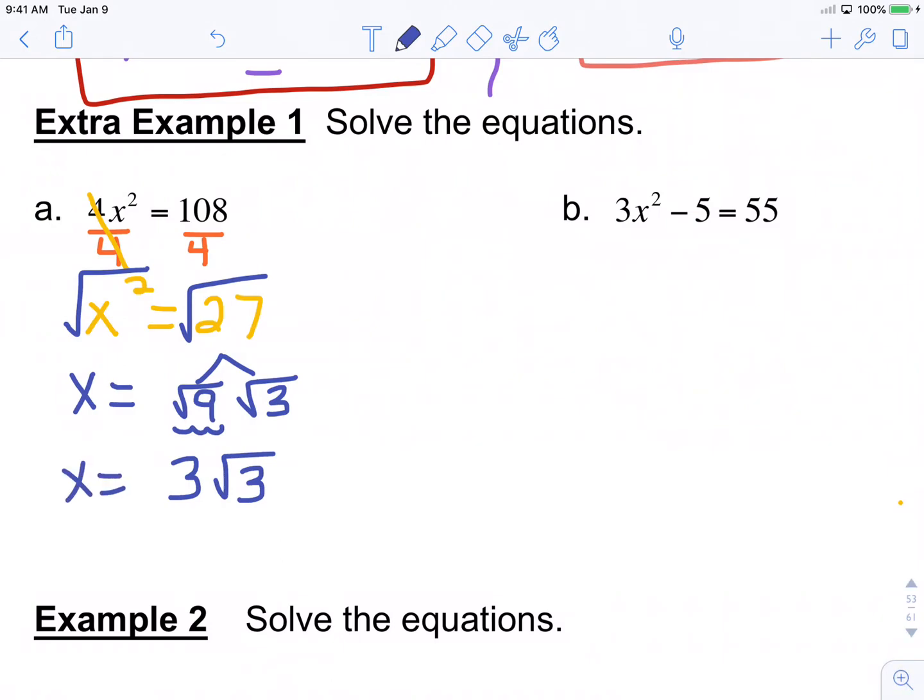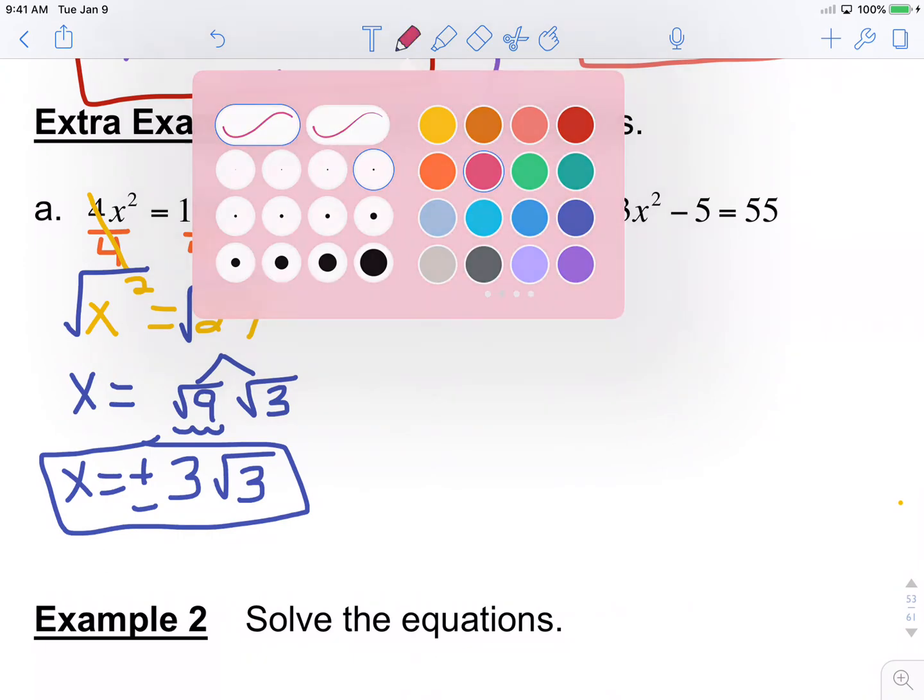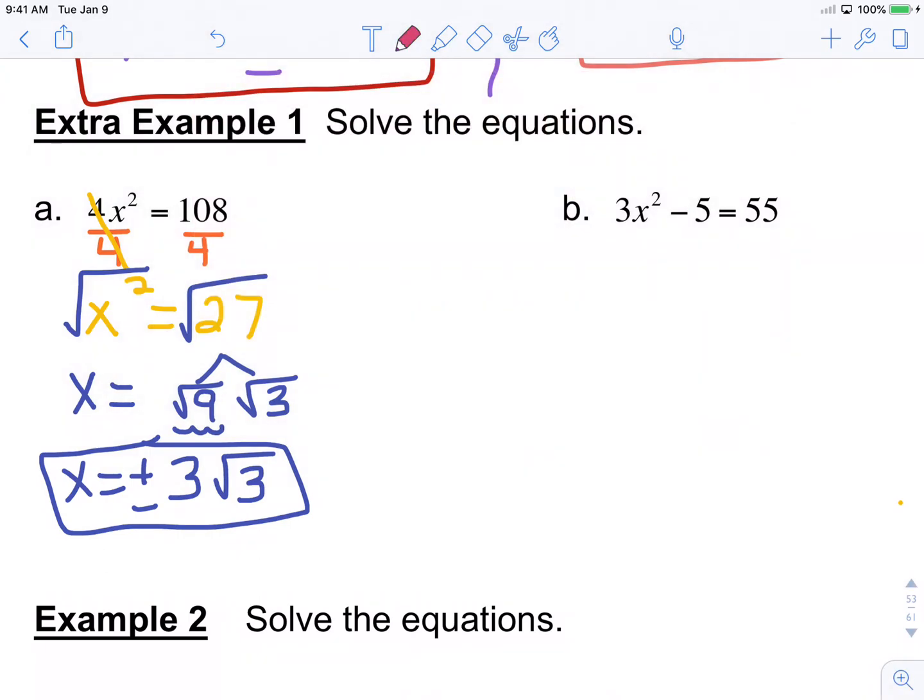The last part of my answer is to place that plus or minus sign in front. I have now 2 answers to every problem because that parabola has 2 sides to it. It has symmetry. All right, looking at letter B. Letter B looks a little different. Definitely a couple of steps in here.